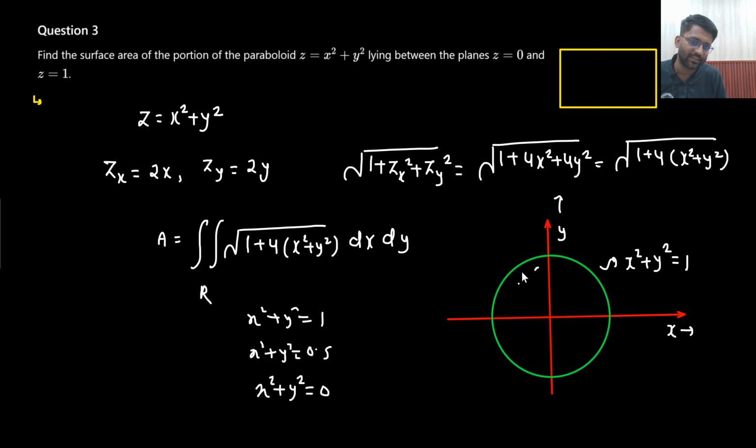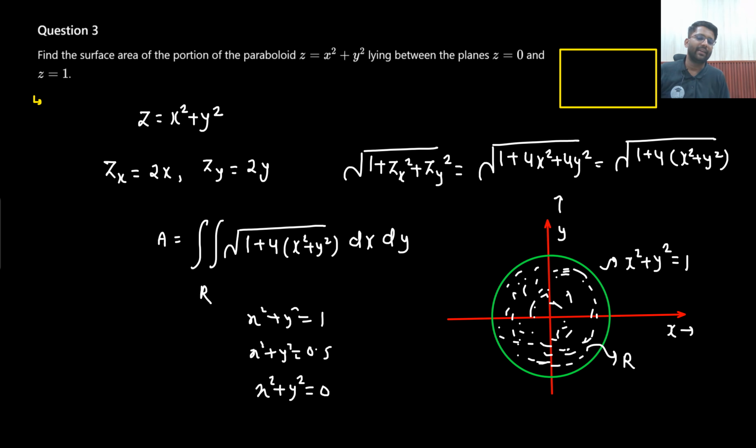And what is the region R? This is the bounded region R. So what are we supposed to find out? We are supposed to find out area equals to the integral over bounded region R of under root 1 plus 4 times x square plus y square dx dy.